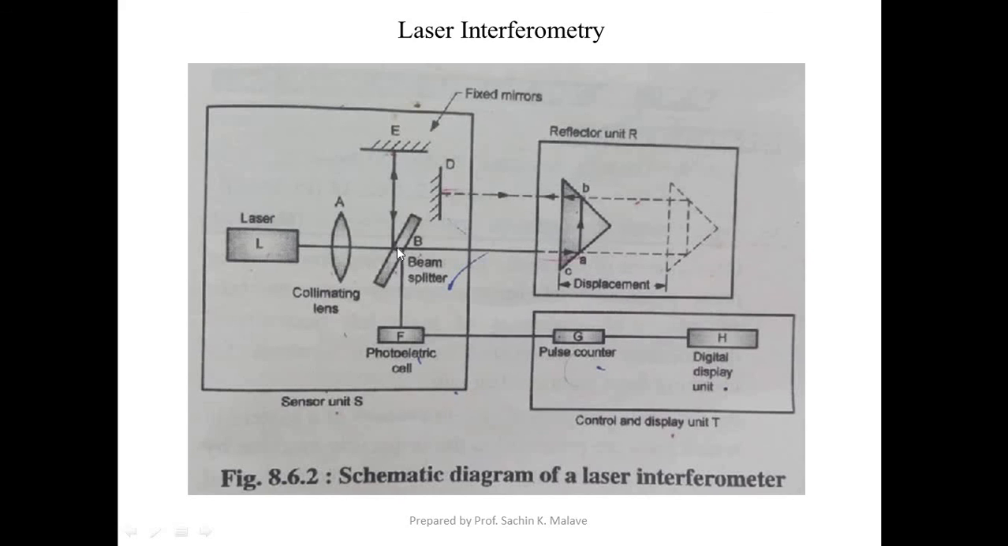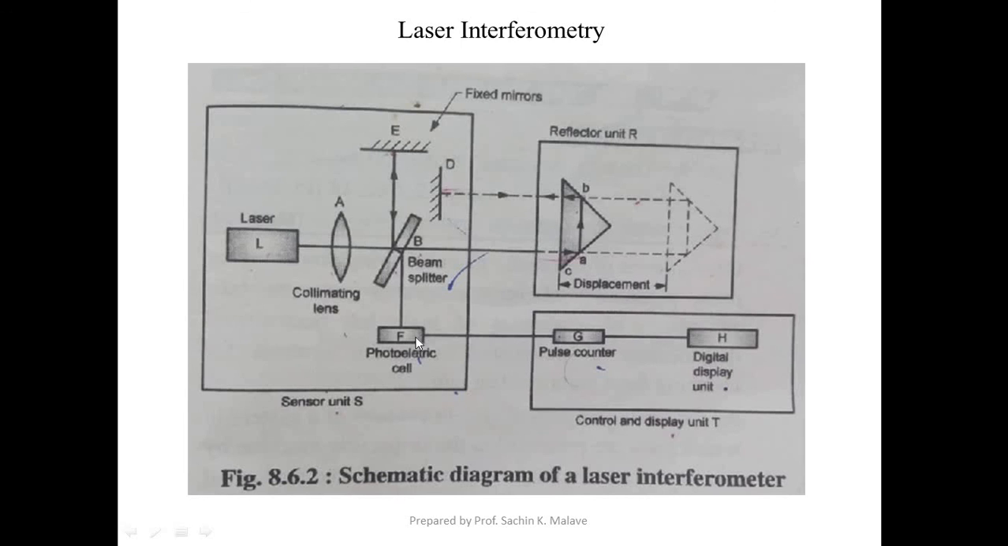Then the other part of the laser beam moves directly from the beam splitter to the fixed mirror E. So one part has come here after internal reflection, and the other part moves directly from the beam splitter to the mirror E, gets reflected from mirror E, and comes back to the photoelectric cell F.